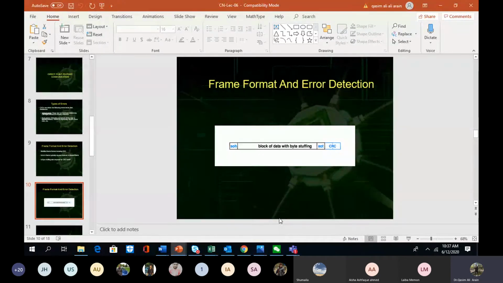The CRC that is calculated at the receiver's end and the CRC that has arrived with the sender's data, right? They both are going to be compared. If the values are the same, this means that your data has not been modified. But if the values are different, this means that your data has been changed.